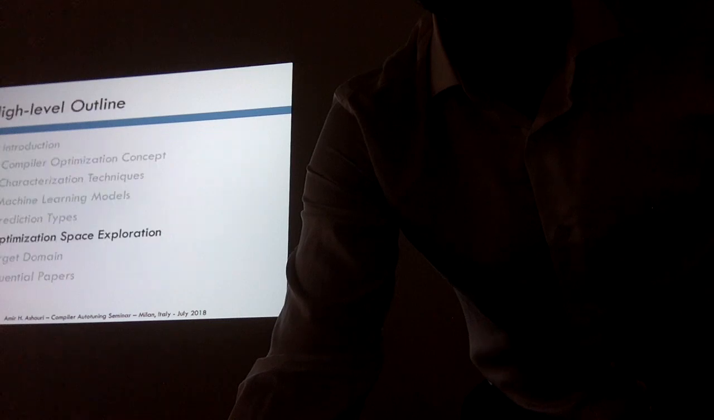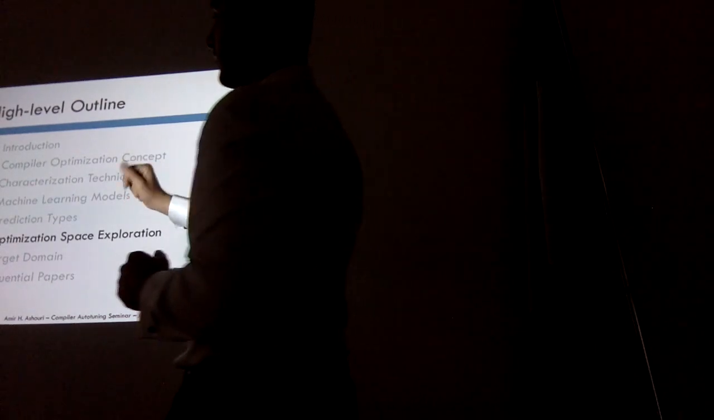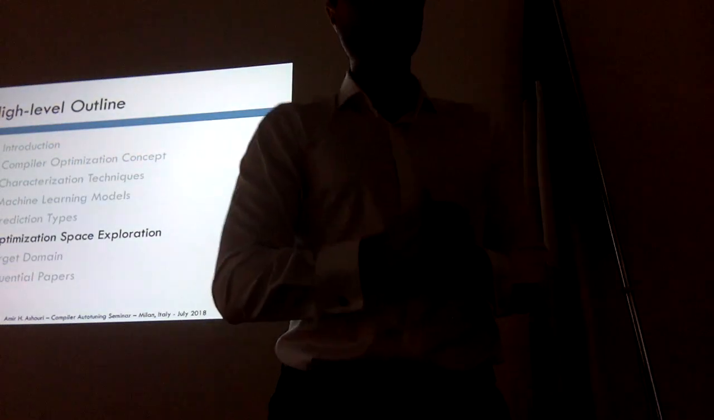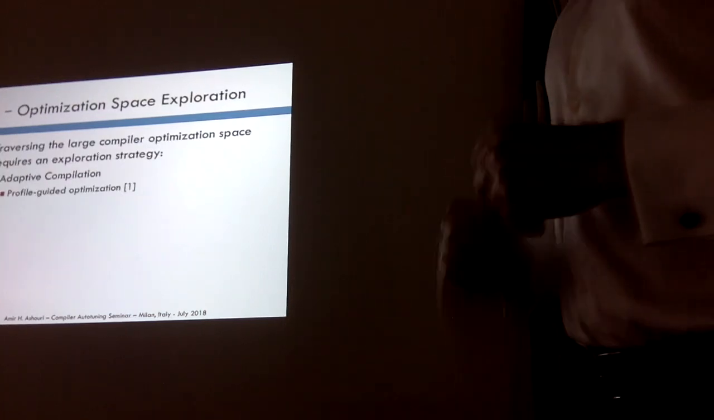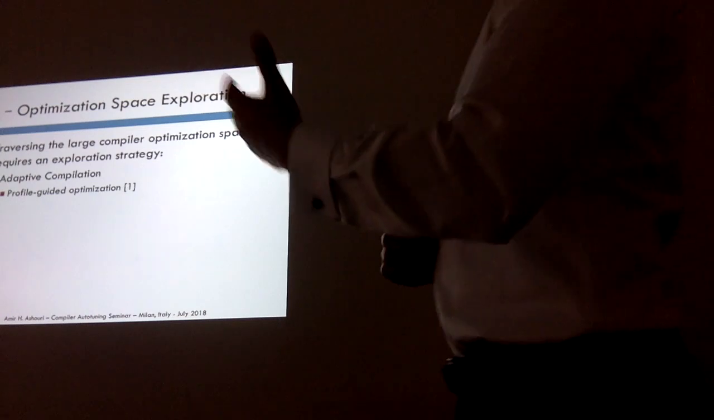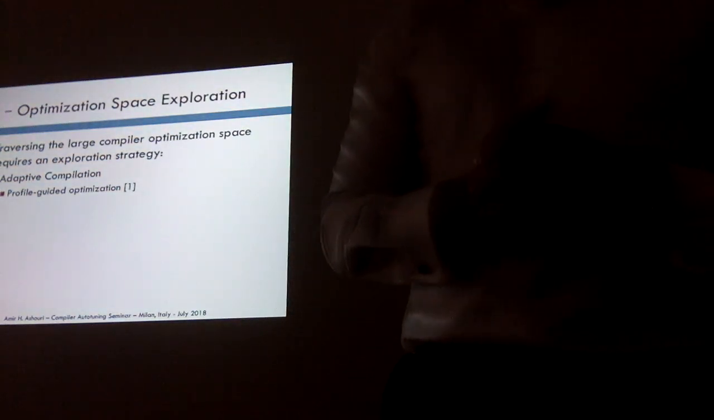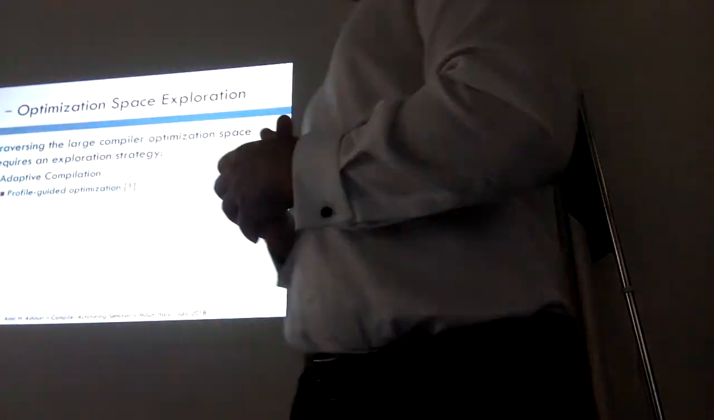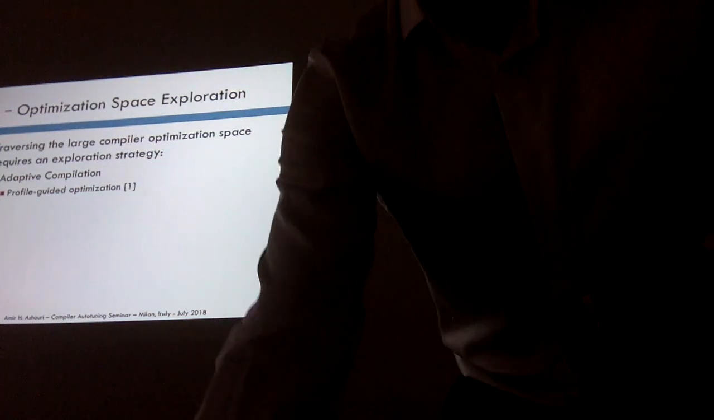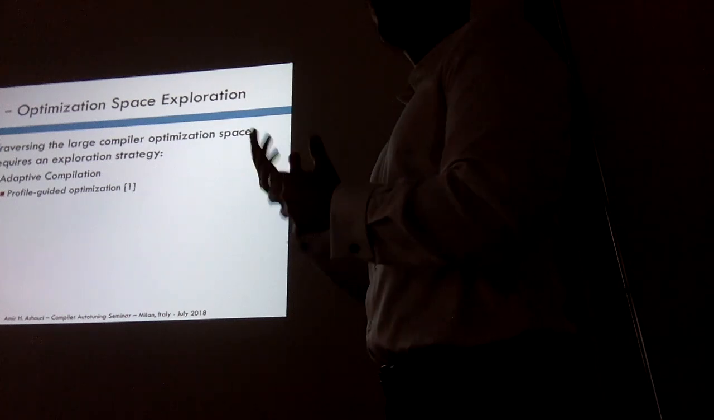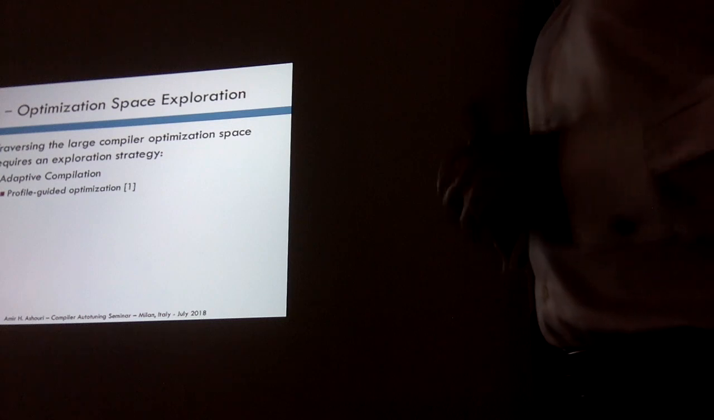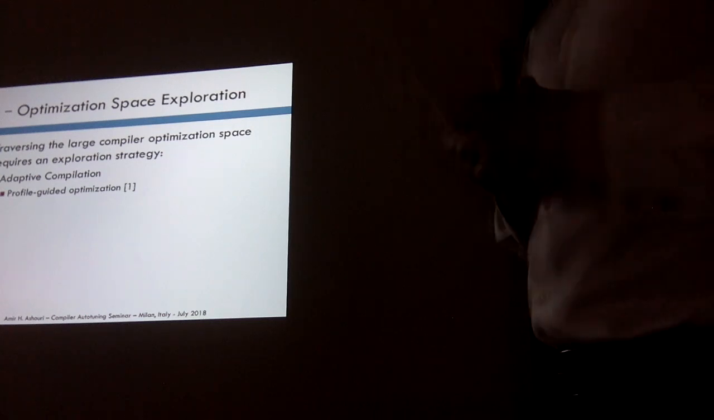All right. So that was different prediction types. Let's just conclude the talk with the remaining space exploration and target domain. So looking at the papers in the state of the art in the past 30 years, we see that we had 3 major techniques in order to traverse the optimization space. So the first one was sort of an older one. It was introduced by Cooper mostly. They would call it profile-guided optimization, so as an adaptive compilation.